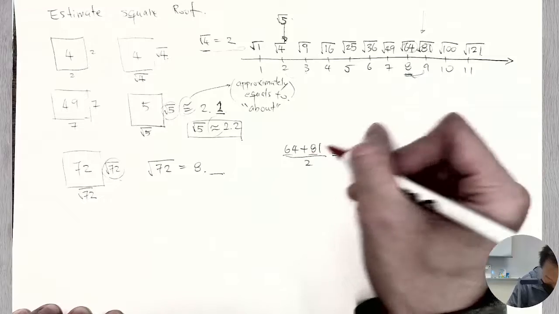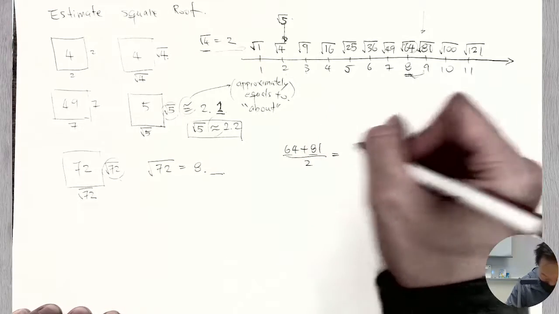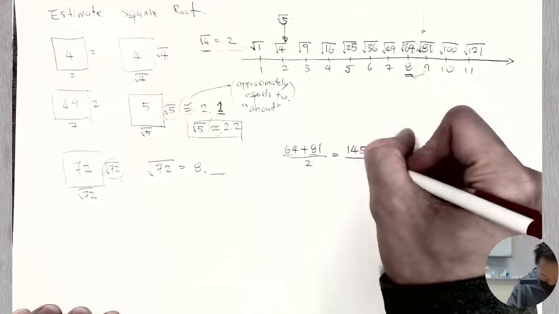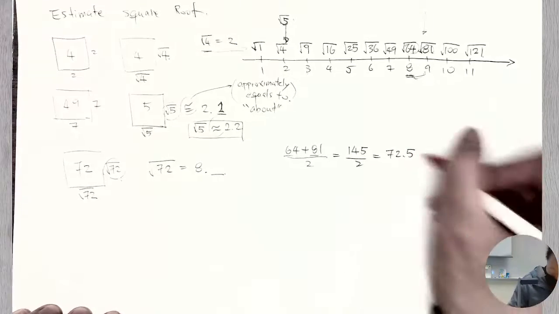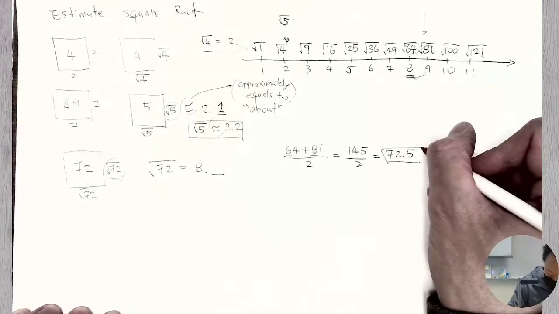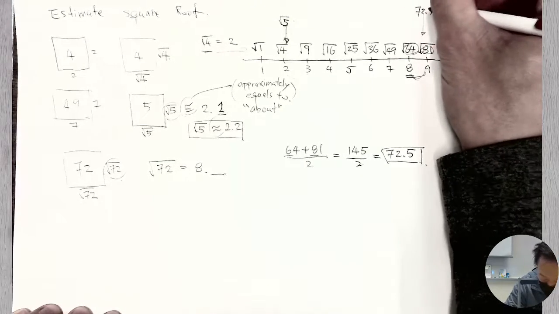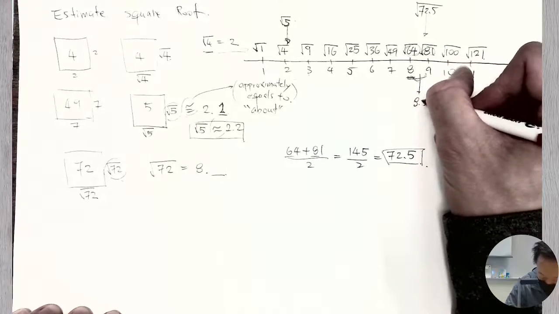So 60 plus 80 would be 140, and we have 5 ones. 145 divided by 2 would be 72.5. So the square root of 72.5 is going to be equivalent to 8.5.